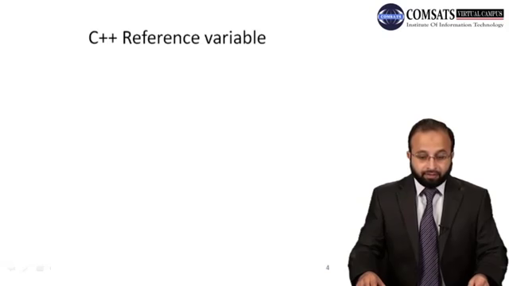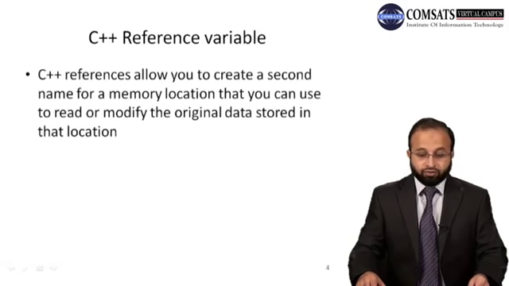These are static functions and static data members. C++ reference variables. C++ references allow you to create a second name for a memory location that you can use to read or modify the original data stored in that location. So you have a single name for a memory location. For example, if you declare an integer variable x, it will allocate 4 bytes for that integer, and using x you can access that memory. If you create a reference variable for that memory location, now you can access the same memory allocated for x with that reference variable.